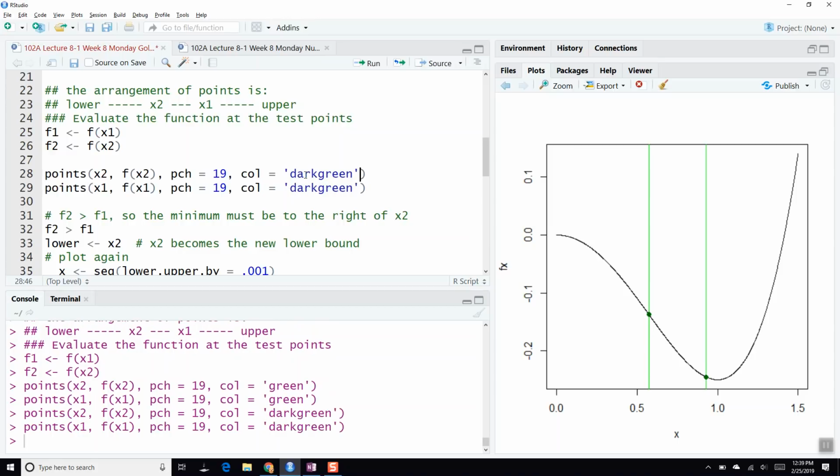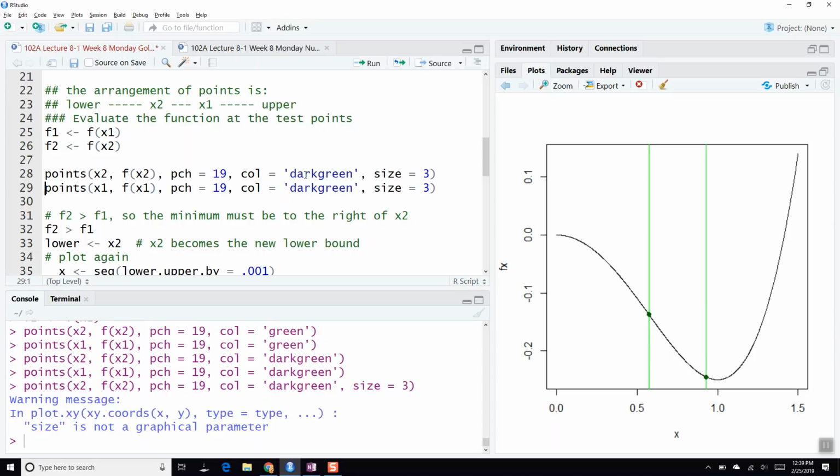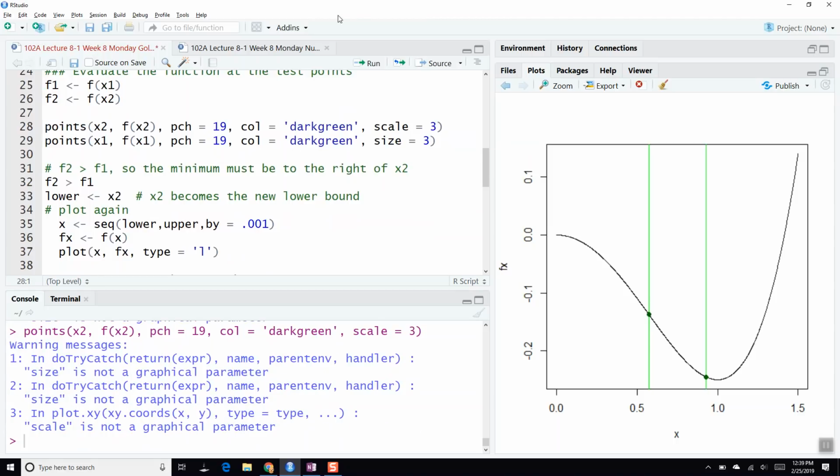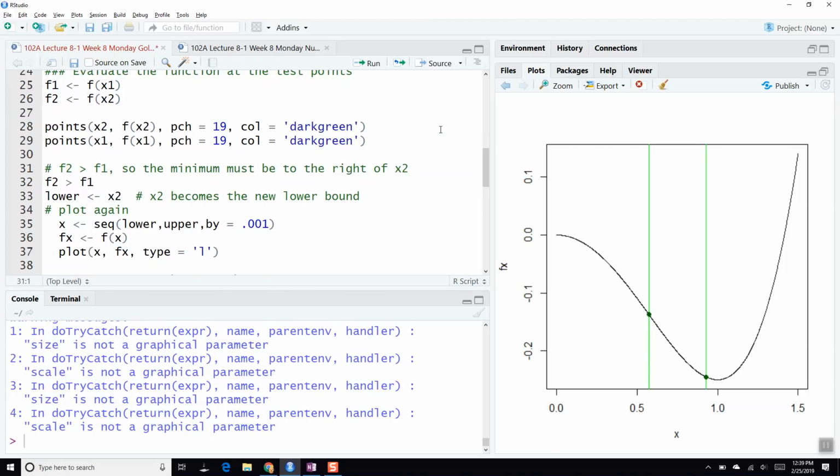Okay. It looks just black, but all right, dark green it is. Maybe I'll say size equals 3, just for emphasis. No, I guess size is not a graphical parameter? What is it for points? Point size scale. No, okay, never mind. I'm getting my ggplot mixed up with my base graphics. So, all right, this is just life.